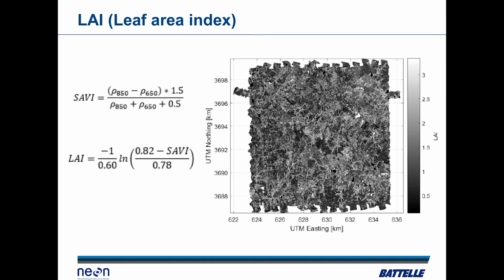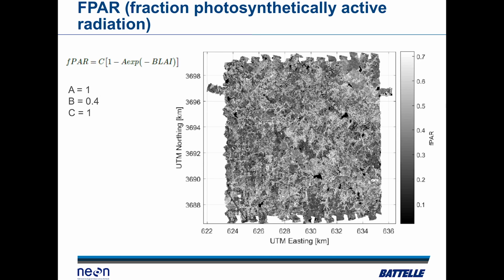We also do some additional derived products. This is leaf area index. You can see the formula that we use to calculate leaf area index on the left, and an example of that across an entire site, as well as fraction of photosynthetically active radiation, and then surface albedo.